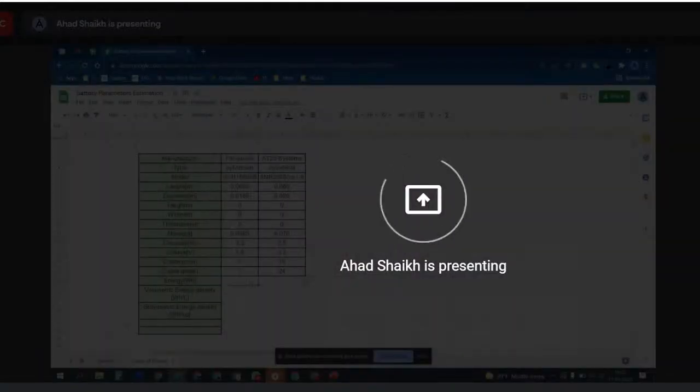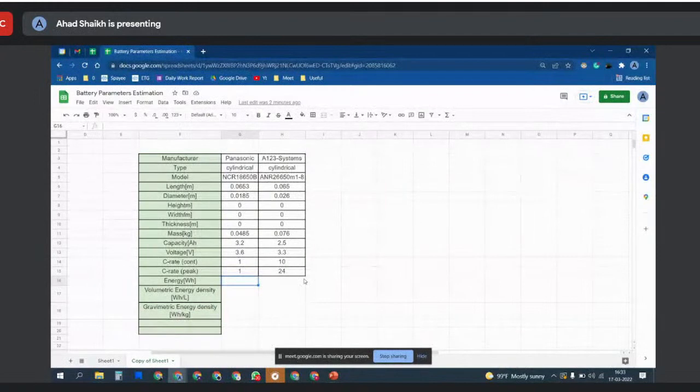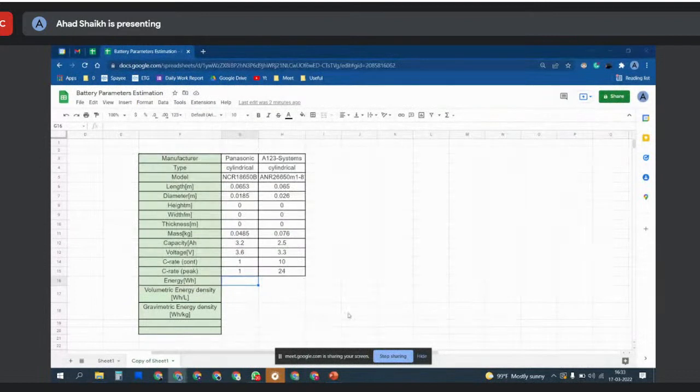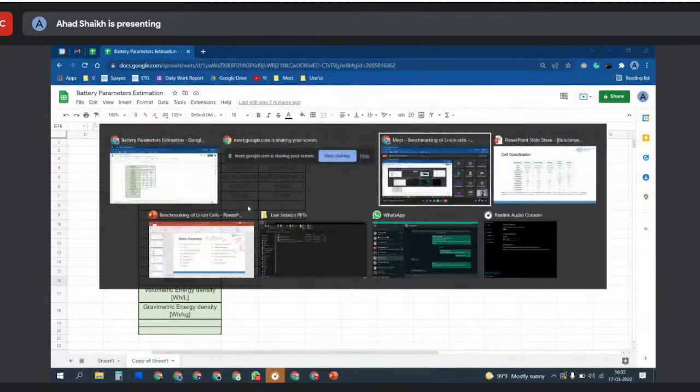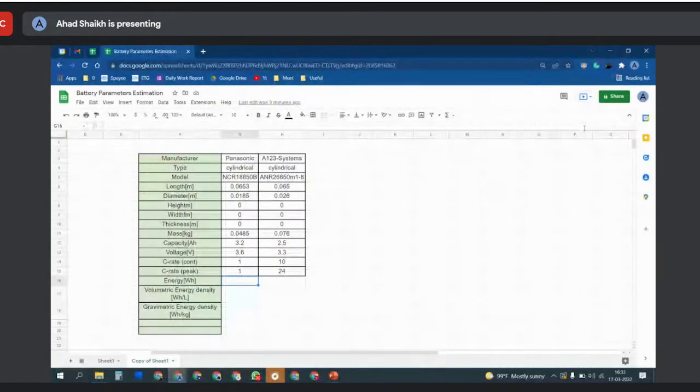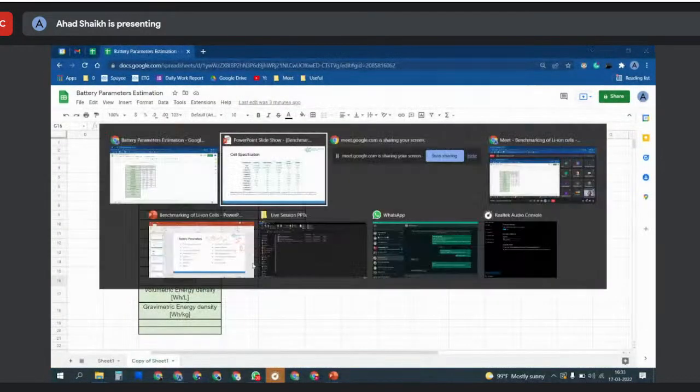Is my screen visible? You have to make it full screen. Actually, if I have to shift to the presentation part sometime, that's why I cannot put the specific tab itself. Okay.